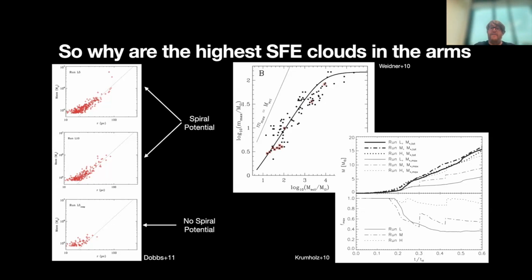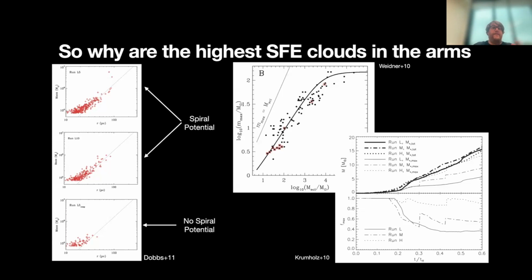a full IMF. But Mark Krumholz, in his simulations on these molecular cloud size scales, found that you have massive clouds, and they might be more massive, and they might produce larger stars, but they don't necessarily produce these larger stars more efficiently.